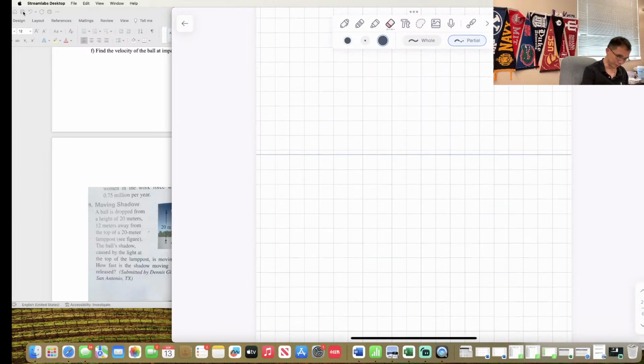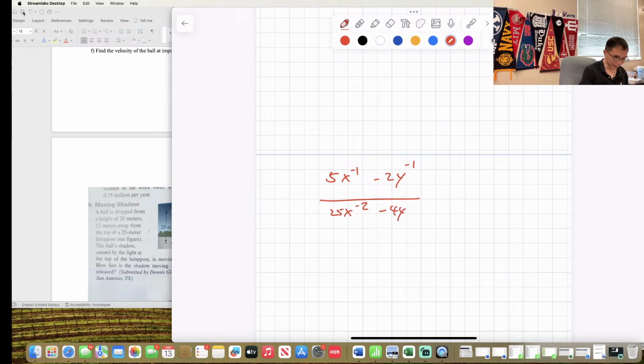Start with this one. 5x to the negative 1 minus 2y to the negative 1, all over 25x to the negative 2 minus 4y to the negative 2.